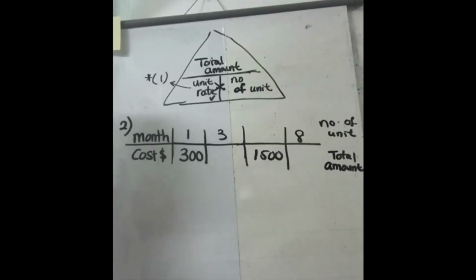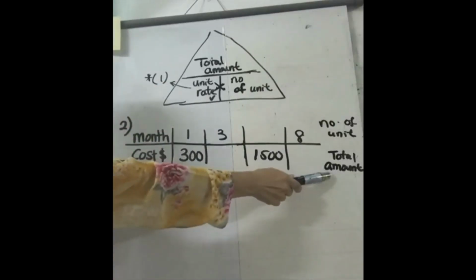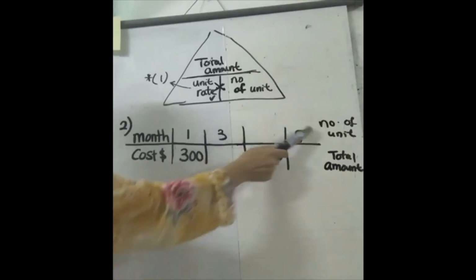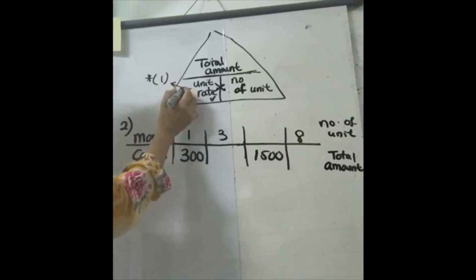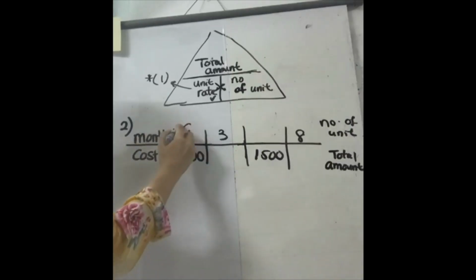Now we do number 2 again. Using the formula, we always start with the total amount, and the top here means these are the number of unit. So what do we always have to find? Unit rate. That means 1 unit. How much is 1 unit? So look at the table. Look for 1 unit. Did you find 1 unit? Yes, we found 1 unit.